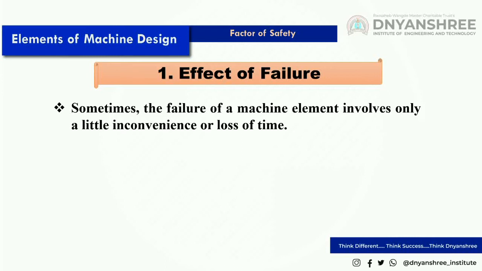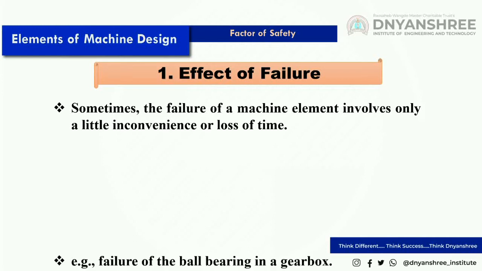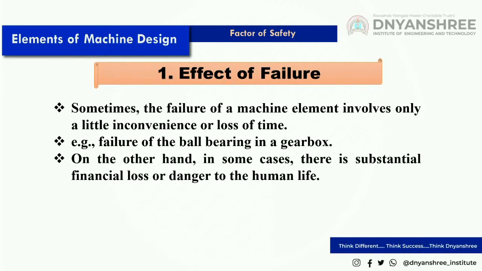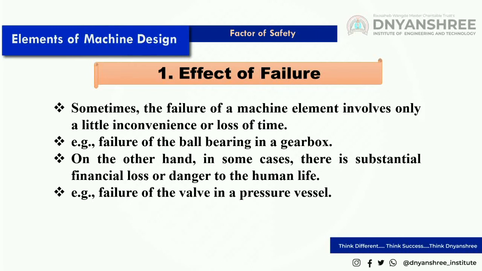Sometimes the failure of a machine element involves only a little inconvenience or loss of time. For example, failure of the ball bearing in a gearbox, there is no great loss of time or inconvenience in this type of failure. On the other hand, in some cases there is substantial financial loss or danger to human life. For example, failure of the wall in a pressure vessel, where there is danger to human life.